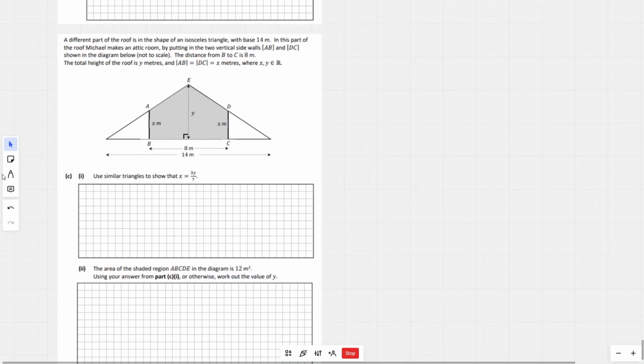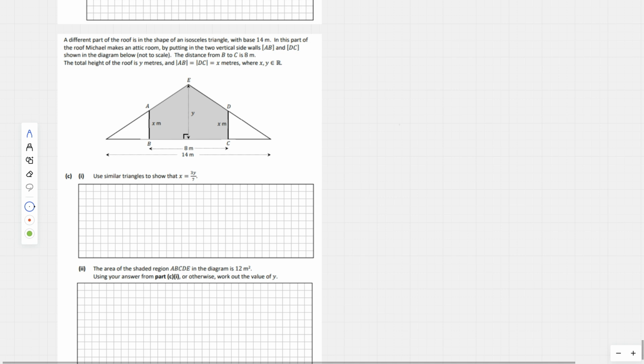Okay, let's have a look at the next part. A different part of the roof is in the shape of an isosceles triangle. So as soon as we see isosceles triangles, we want to think, okay, two equal sides, two equal angles, with base 14 meters. So we see that in the diagram there. In this part of the roof, Michael makes an attic room by putting in the two vertical side walls, AB and DC, shown in the diagram below, not to scale. So the distance from B to C is 8 meters. So 4 meters from either side.